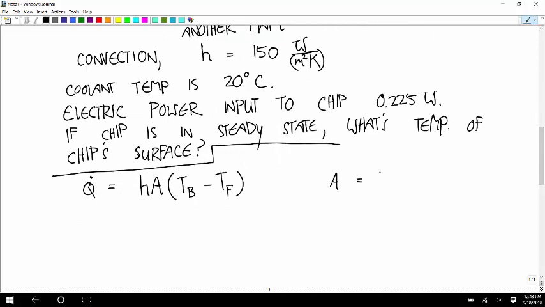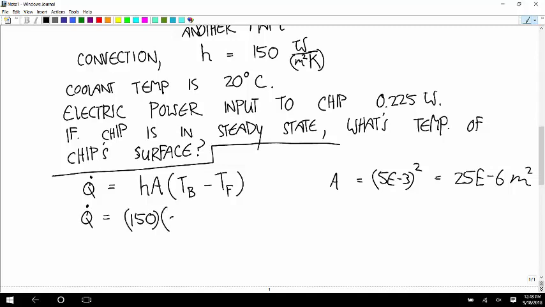The area is 5 times 10 to the minus third squared. So that's 25 times 10 to the minus 6 meters squared. So Q dot is equal to 150 times 25 times 10 to the minus 6 times 20. Oh, I have this backwards. Trying to calculate the temperature of the body. So TB minus 20 degrees Celsius.